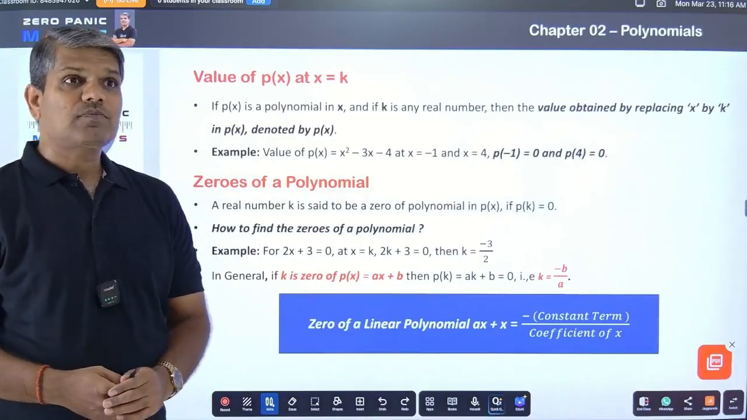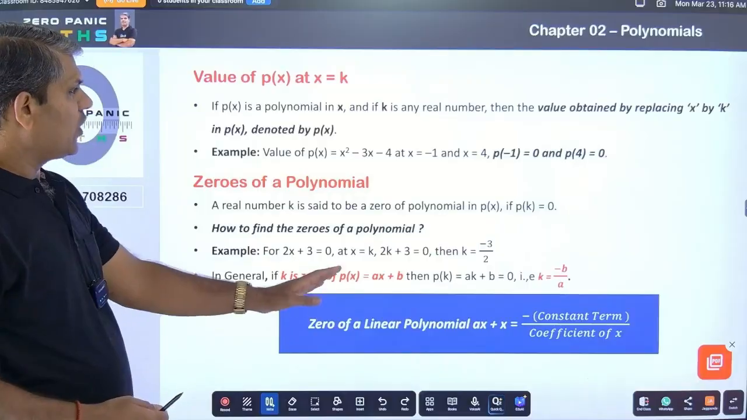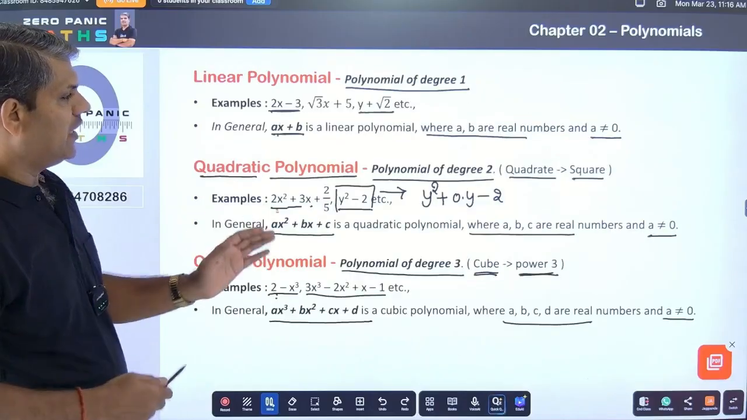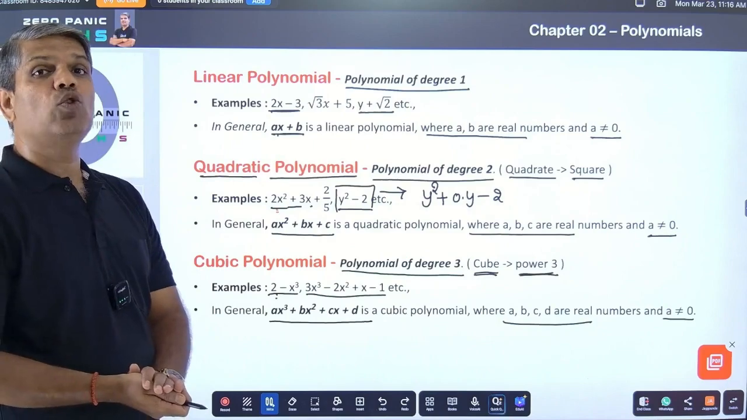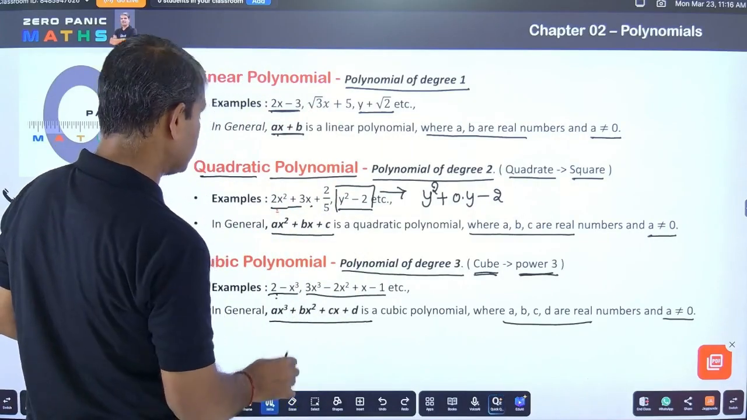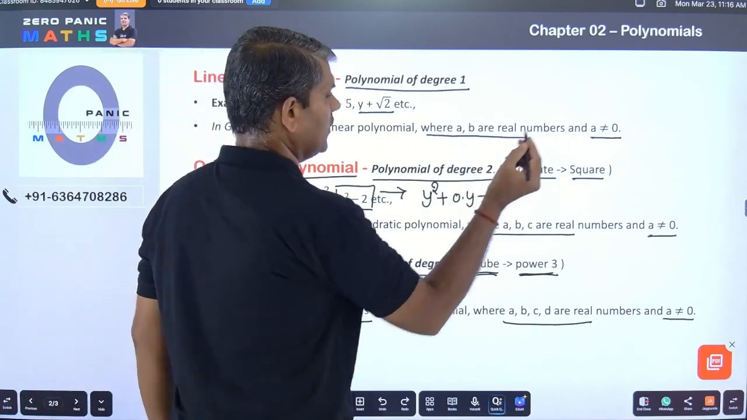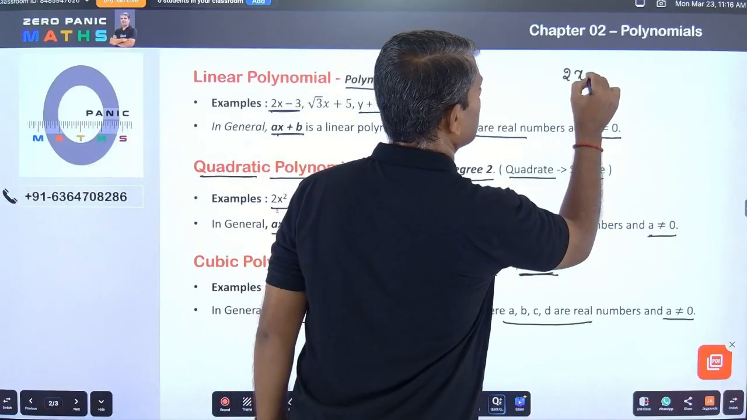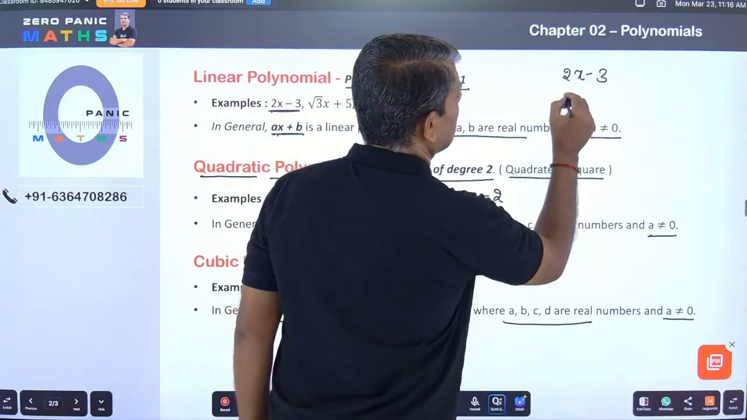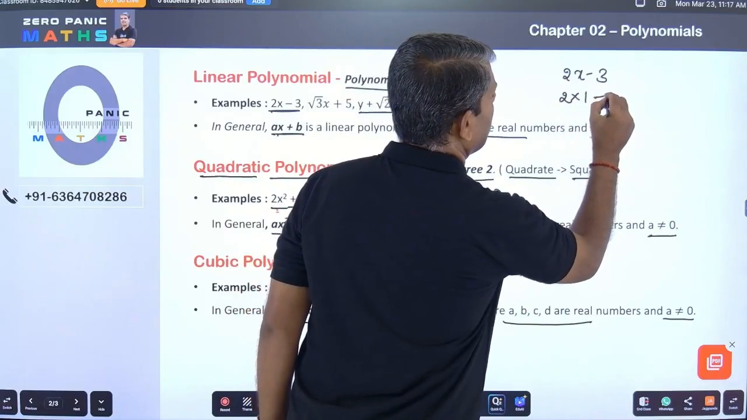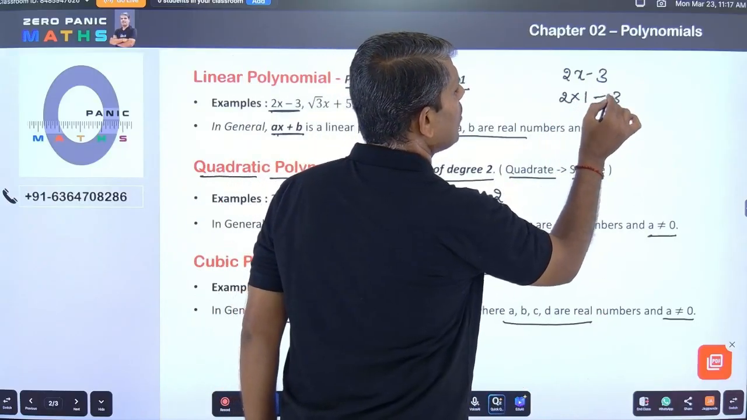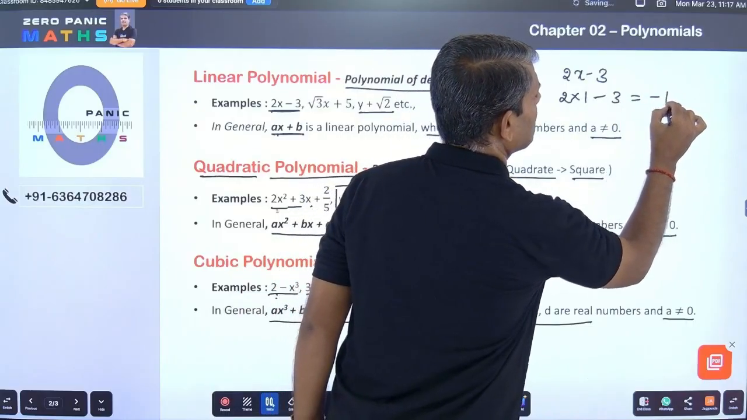Okay, now having any polynomial. Before we move to this definition, let me give some examples and let us understand what exactly is the value of a polynomial. Let us take the example of 2x minus 3. Let me write it here, 2x minus 3. Now suppose if I put x equal to 1, what it will be? 2 into 1 minus 3. So 2 into 1, 2 minus 3 is actually minus 1.